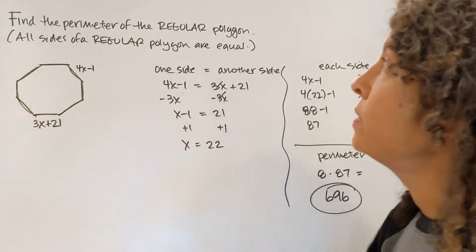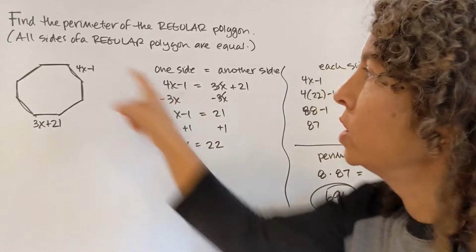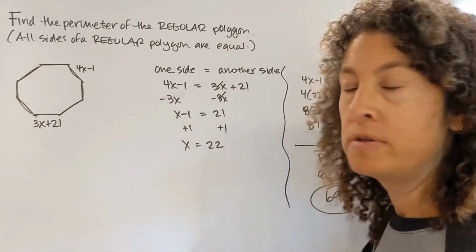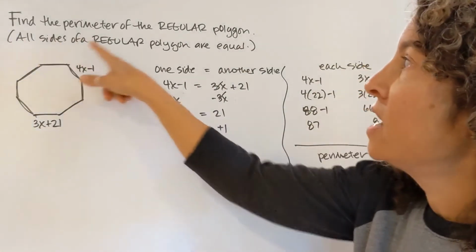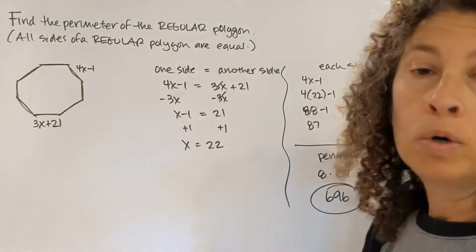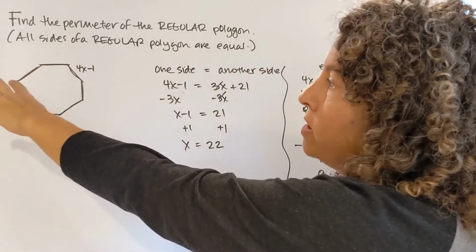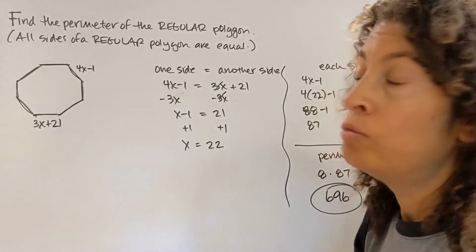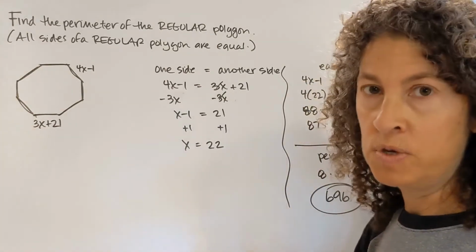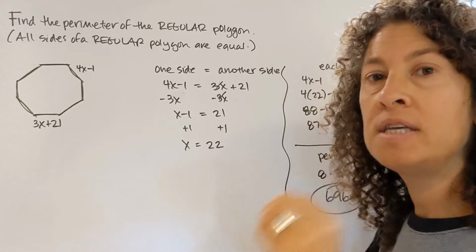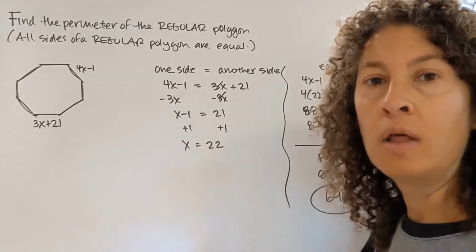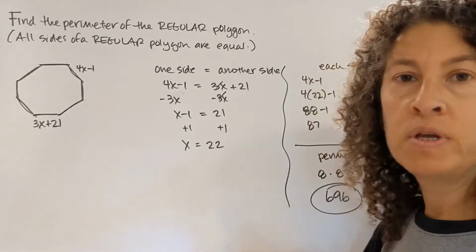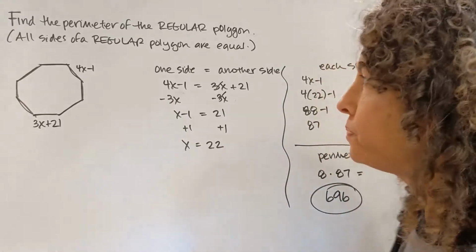All right, so find the perimeter of the regular polygon. So we're looking for the perimeter. So I want to finish with what is the distance all the way around the outside. All sides of a regular polygon are equal. So I have a shape here that has 1, 2, 3, 4, 5, 6, 8 sides, and the regular polygon piece of that tells me that one side of the polygon is equal to the length of any of the other sides of that polygon. So regular polygon simply means that every side is equal to every other side.